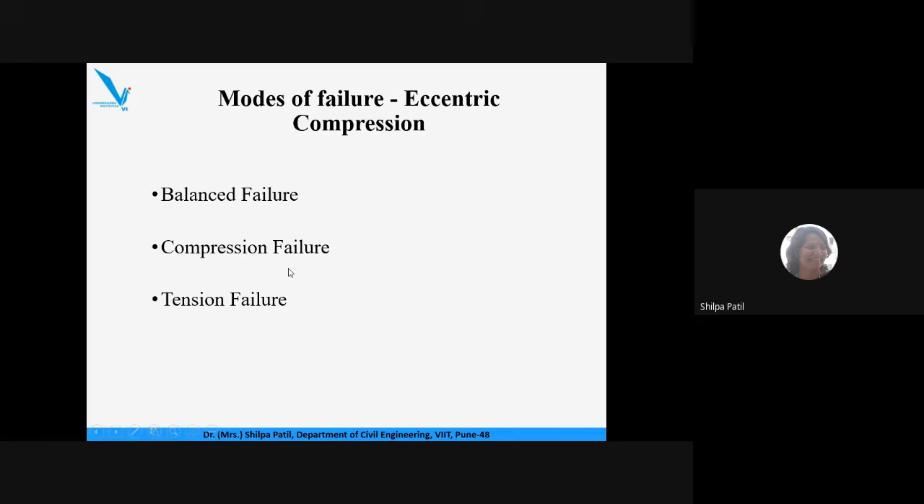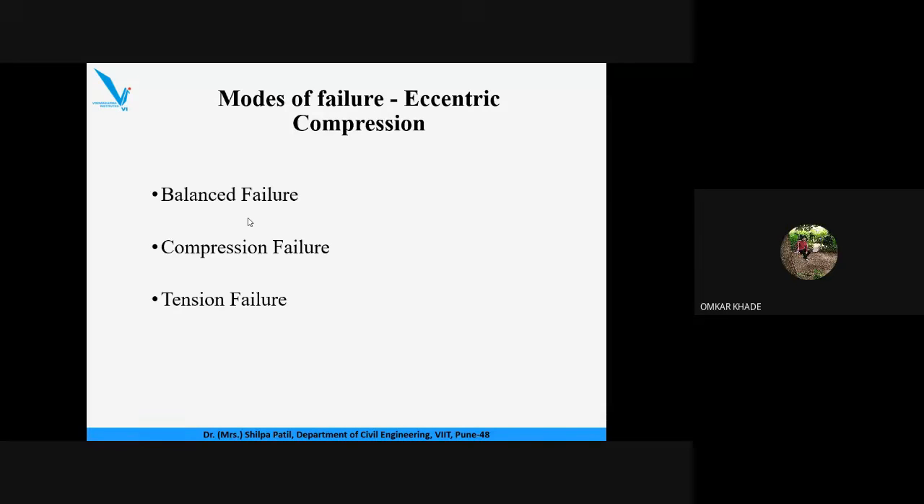So just keep in mind that compression failure means concrete crushes first, steel does not yield. Tension failure means steel yields first and then concrete crushes. And balanced failure means both the materials fail at the same time. Is it clear? These are the modes of failure in case of an eccentric compression column.